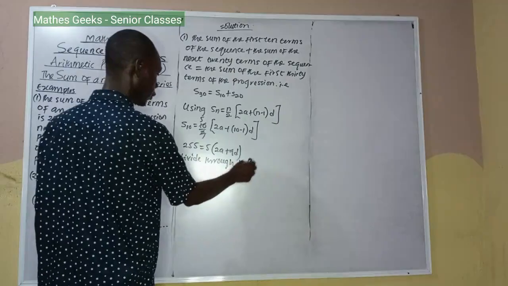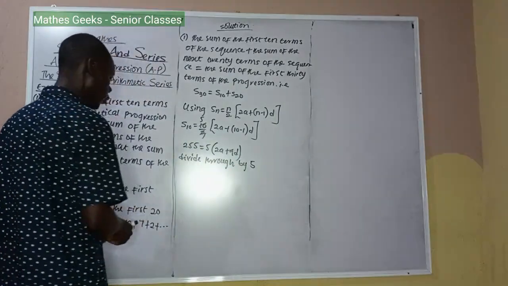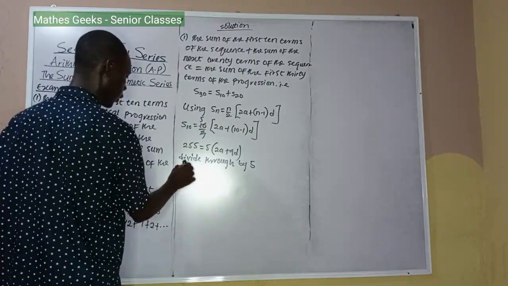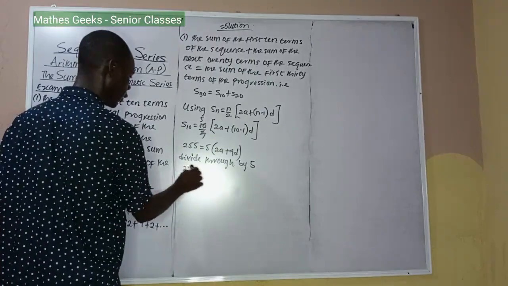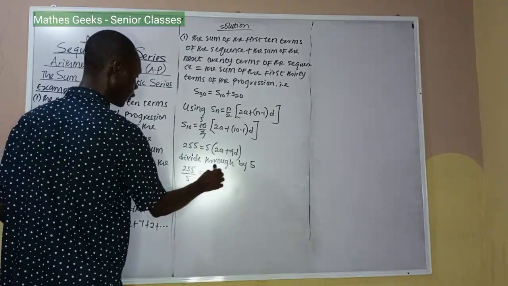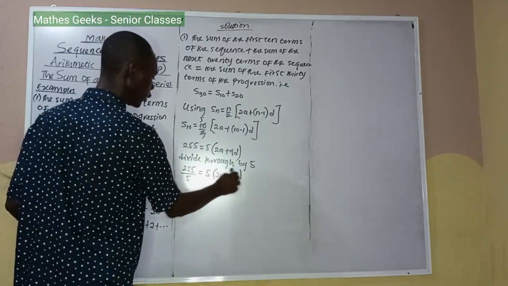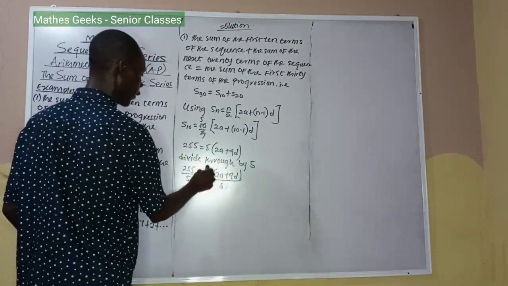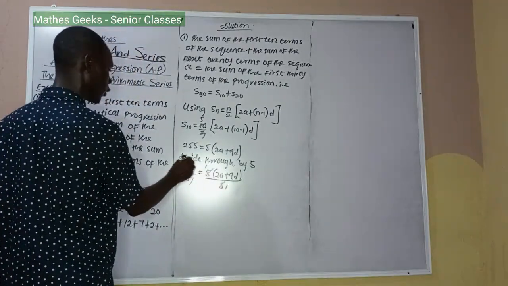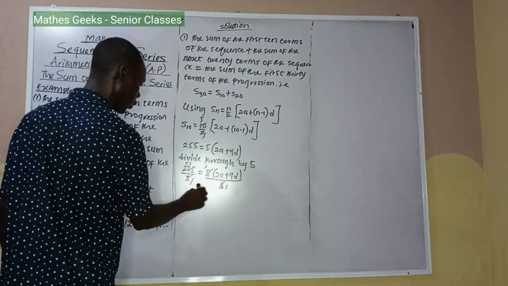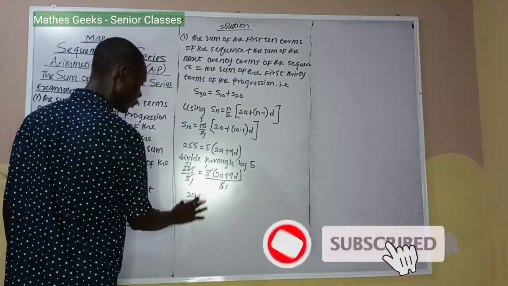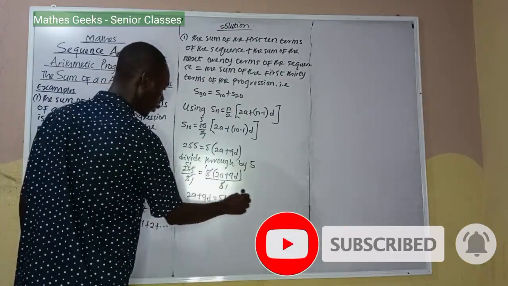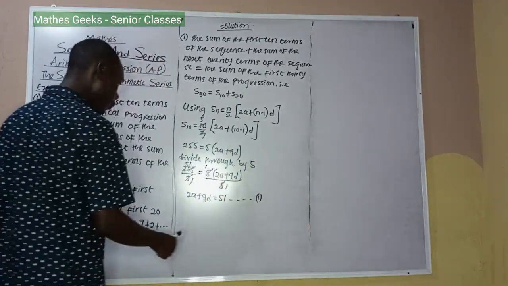Divide through by 5. 255 divided by 5 will give us 51. So 255 divided by 5 is equal to 5 times (2a plus 9d) over 5. The 5s cancel out, and 255 divided by 5 is 51. So 2a plus 9d is equal to 51, equation 1.